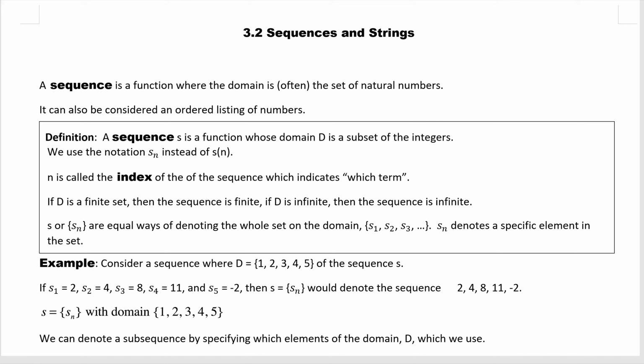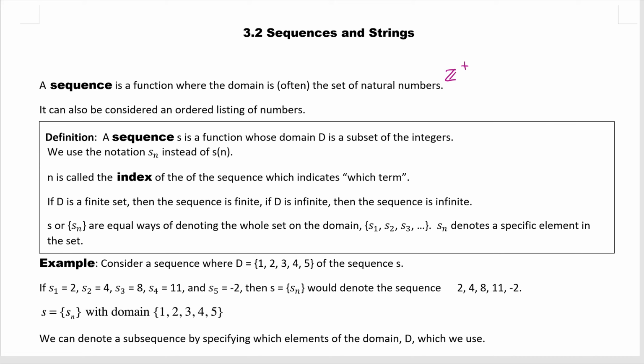Natural numbers: some notations denote the positive integers, and some notations include the number 0. It depends on the textbook and which notation they use. A sequence can also be considered as an ordered listing of numbers.